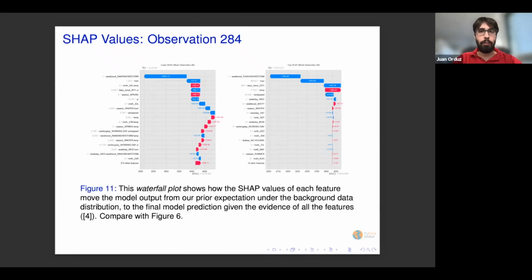Last thing that I want to comment is that we can actually go with SHAP values at observation level. So this is how this cascade plot, or waterfall plot, looks for observation 284. We also see that the main driver of this prediction is the weather condition, and it has a negative effect. I should warn that this could be misinterpreted, because SHAP values are not really looking into the effect of the prediction, but actually on the average prediction on the whole data set.